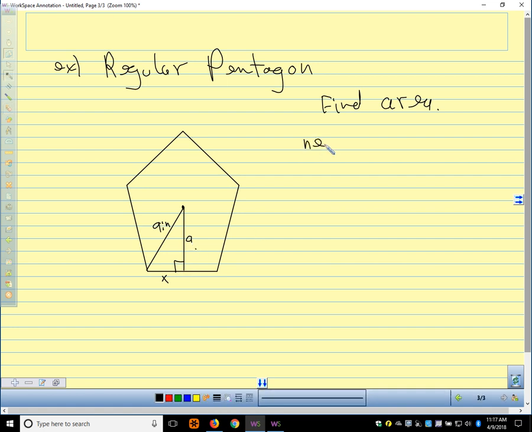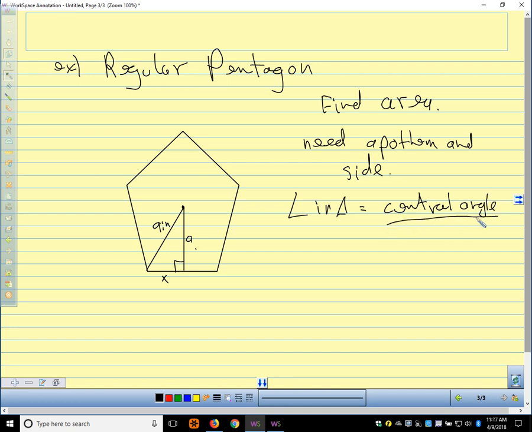So we need the apothem and the side. Well, we can use this triangle to find the apothem and the side. We can find the angle in the triangle. We know it is the central angle divided by 2.